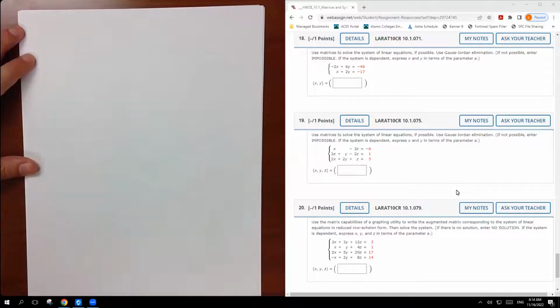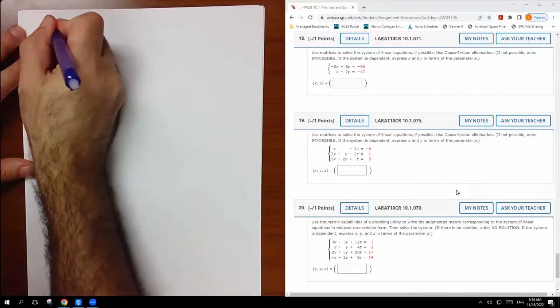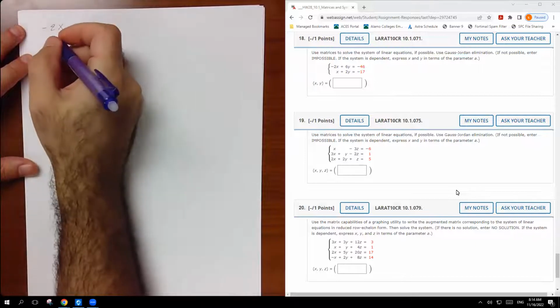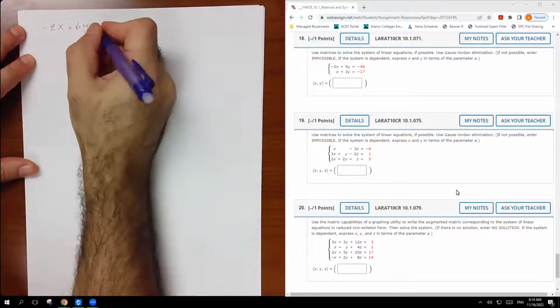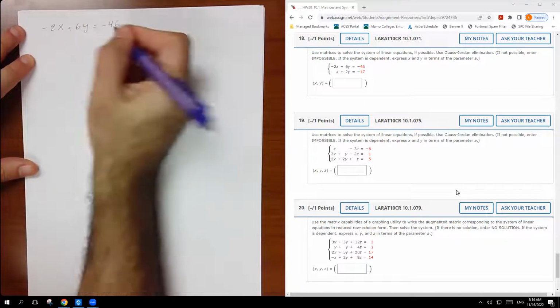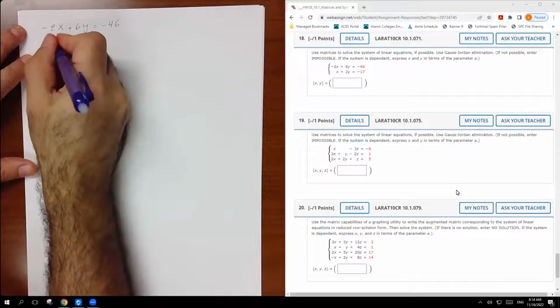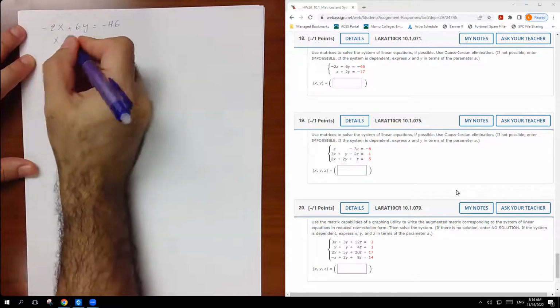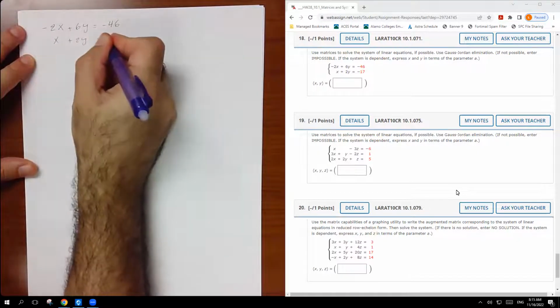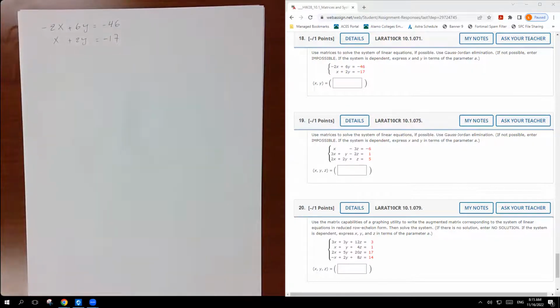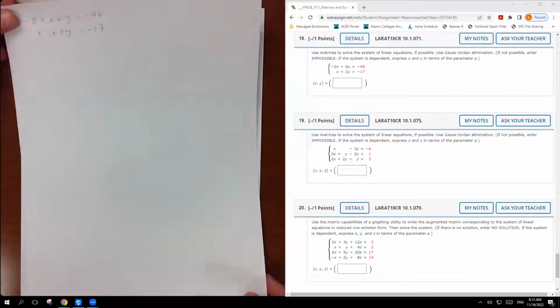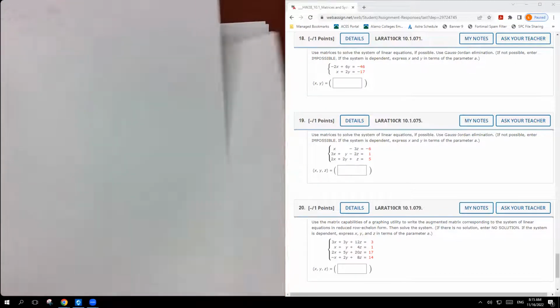The first thing with example 18, which is negative 2x plus 6y equal negative 46, and x plus 2y equal negative 17. So before I start, this is two equations. Let's write down the rule about how to find the solution after we convert the system to the matrix.